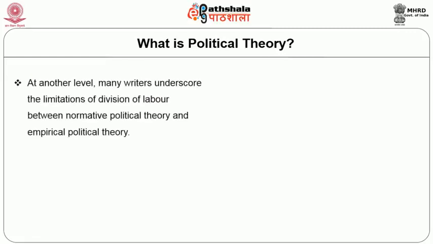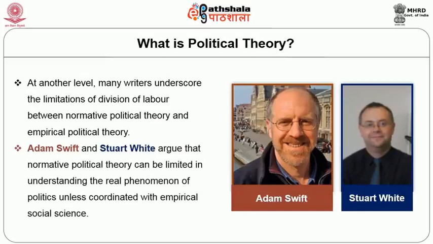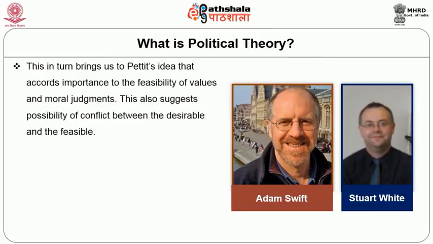At another level, many writers underscore the limitations of division of labor between normative political theory and empirical one. Swift and White argue that normative political theory can be limited in understanding the real phenomena of politics unless coordinated with empirical social science. This in turn brings to life Pettit's idea that accords importance to the feasibility of values and moral judgments. This also suggests the possibility of conflict between the desirable and the feasible.